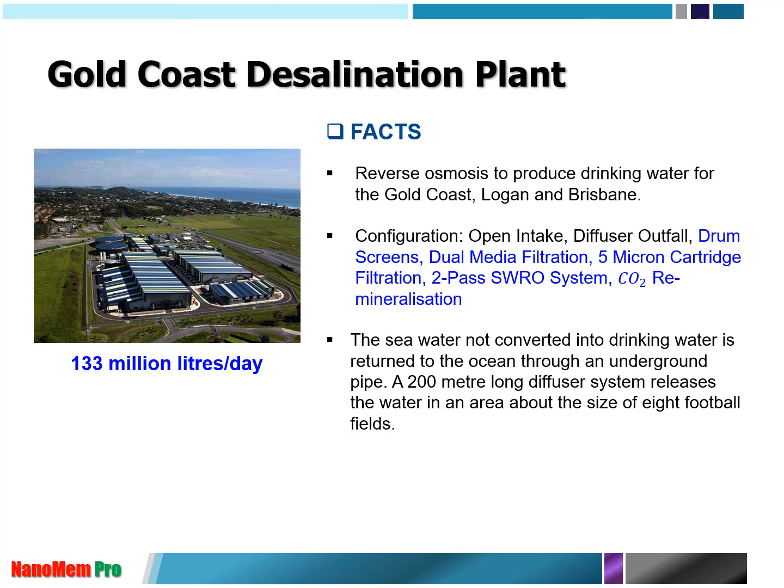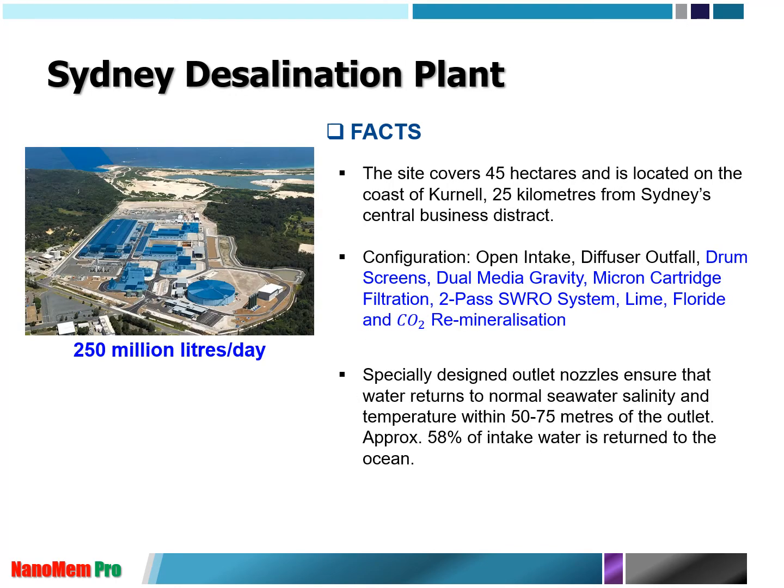A 200 meter long diffuser system releases the water in an area about the size of 8 football fields. And this is the Sydney desalination plant. They produce 200 million liters per day, which is 250,000 cubic meters per day. The site covers 45 hectares and is located on the coast of Kurnell, 25 kilometers from the Sydney Central Business District.